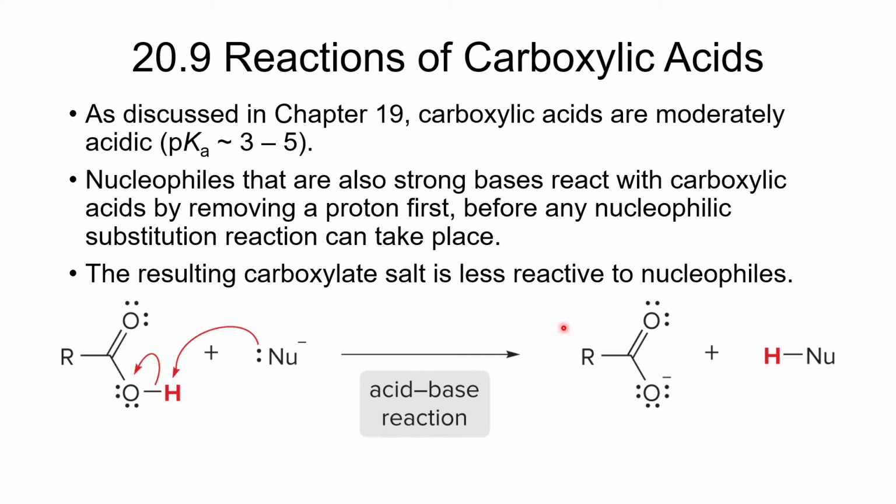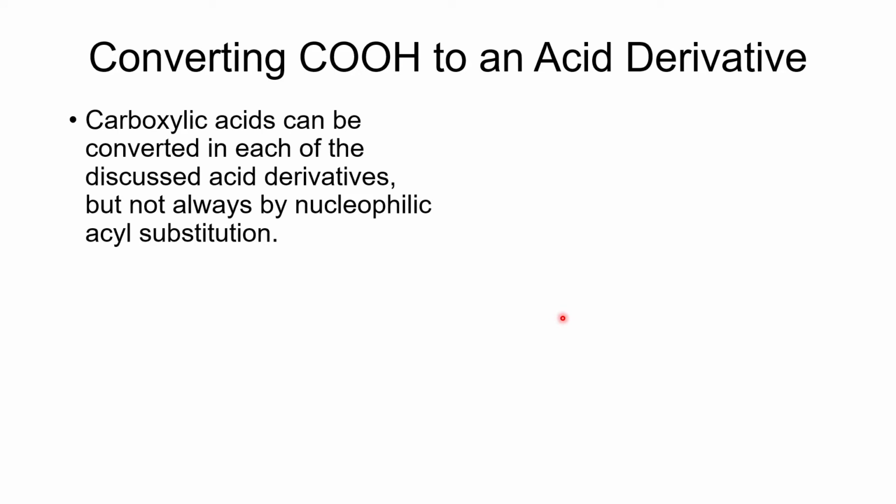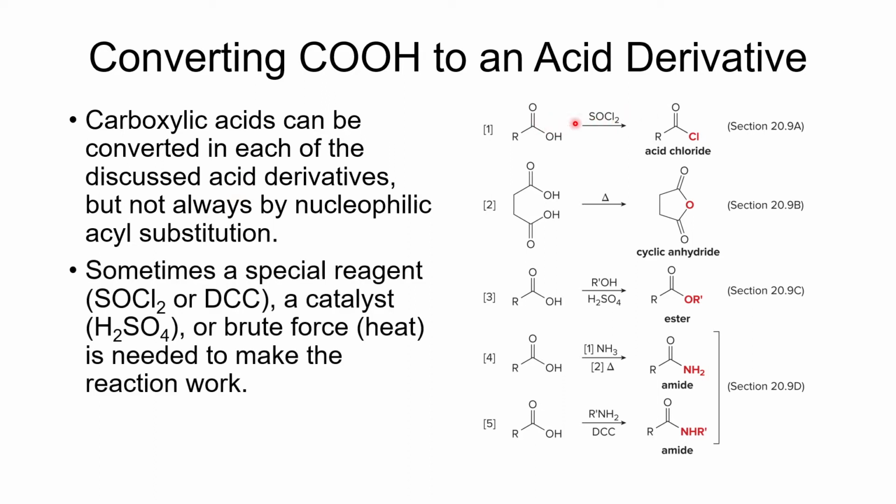So how do we work around that? Well, there are a couple of tricks. If we want to convert it into an acid derivative, we can convert the carboxylic acid into an acid derivative with a couple of tricks. One is we can convert it into an acid chloride using thionyl chloride. And we will talk about that one here in just a few minutes.